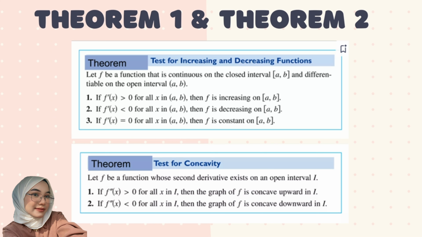Theorem 2. This is the test for concavity. Let f be a function whose second derivative exists on an open interval I. There are 2 assumptions. First, if f''(x) is greater than 0 for all x in I, then the graph of f is concave upward in I. And the second one is if f''(x) is less than 0 for all x in I, then the graph of f is concave downward in I.